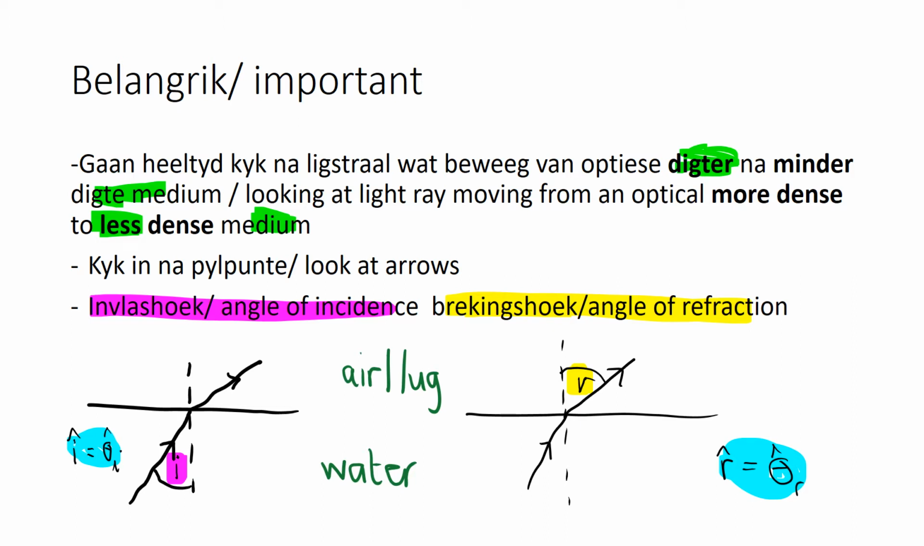I indicated again on the little sketches. It is the angles between the light ray and the normal. You can see the blue parts in the sketches. Where I indicate an I, it is the angle of incidence. Waar ek 'n R aandui, is dit die brekingshoek.